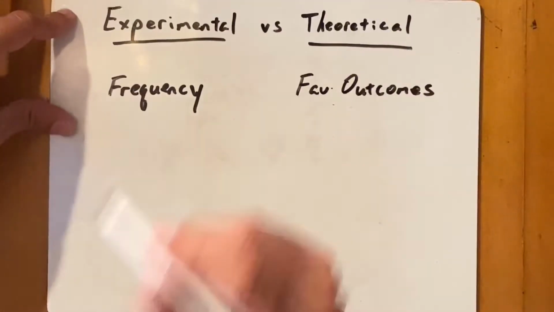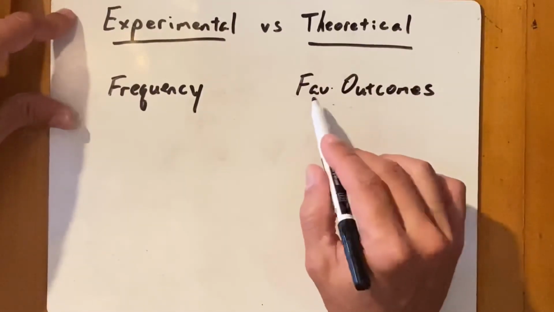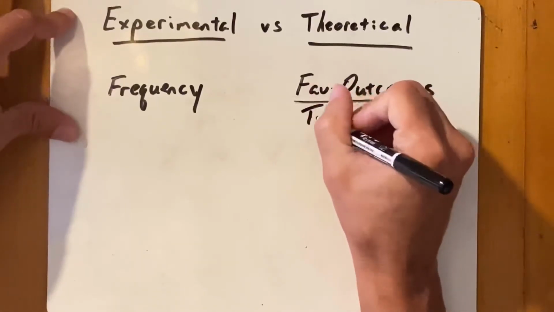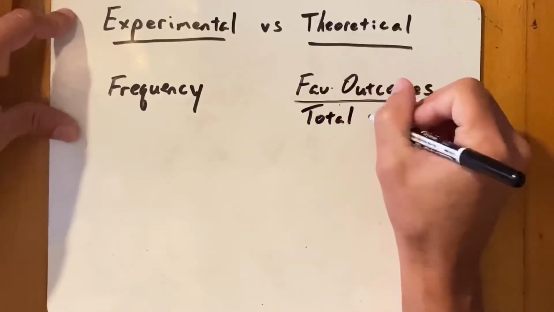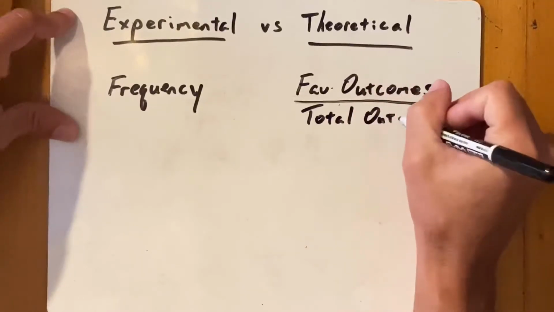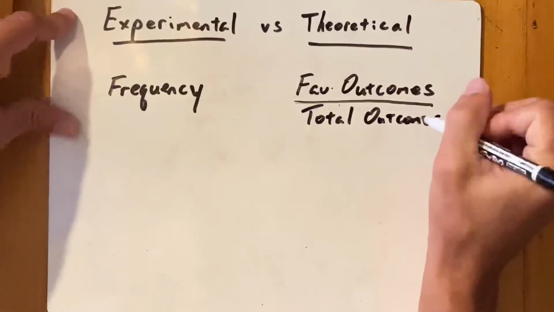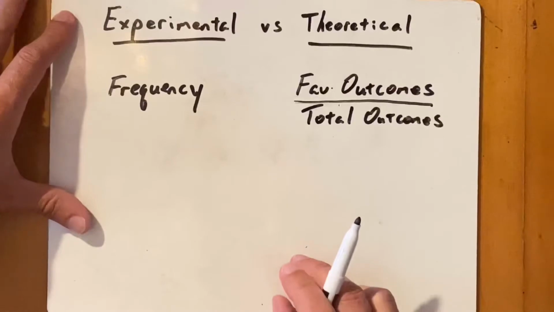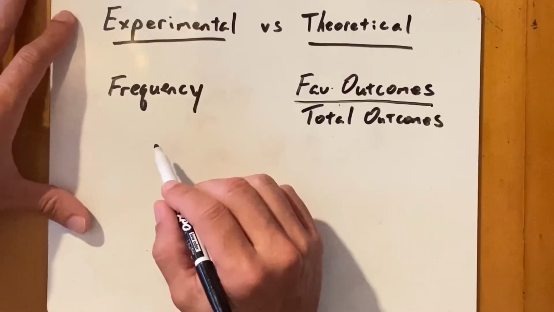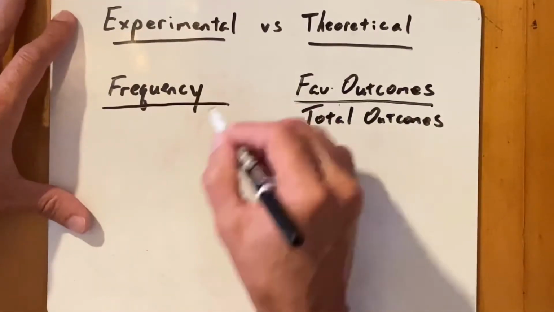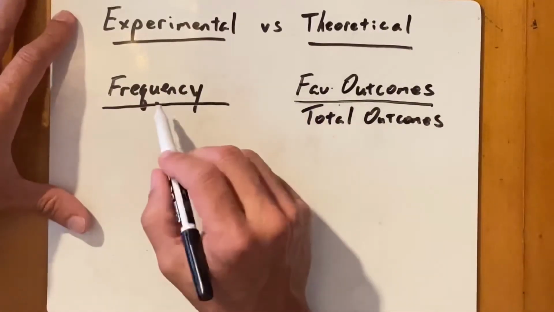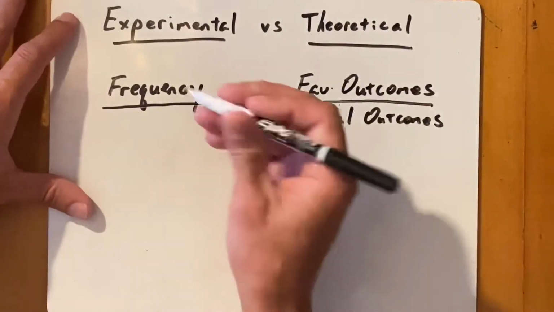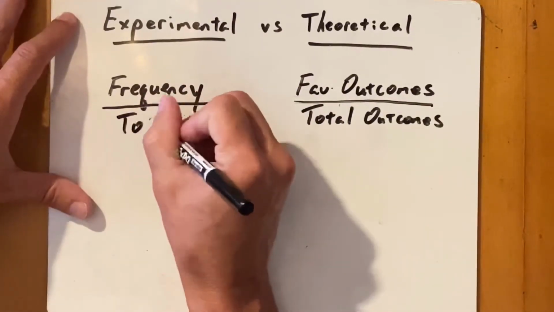For theoretical, we talked about favorable outcomes, and then we divide that by total outcomes. That's how many different things can actually happen, whether it's the desired result or not. It's how many total things can happen in this particular scenario. With experimental probability, we divide by the total number of trials. So we ask, how many times has our desired result already happened compared to the total number of trials that we did?